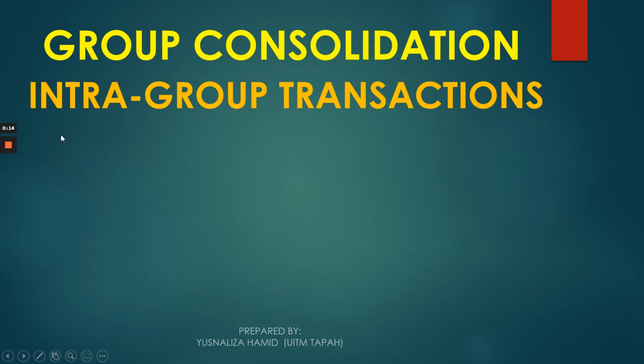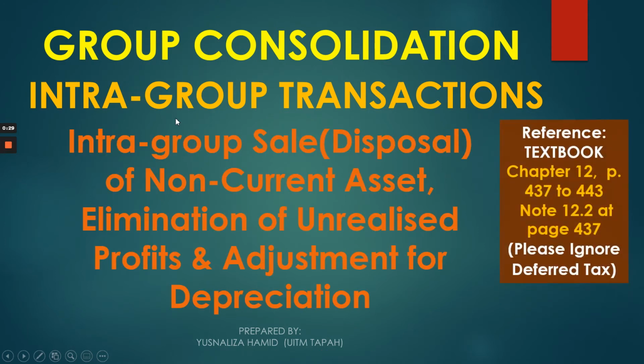This video is on the preparation of a consolidated financial statement. But before we can do that, our focus today is to discuss one of the intra-group transactions, which is under the group consolidation issues. Specifically, today we'll be dealing with the intra-group sale or disposal of non-current assets. I will be focusing on non-current depreciable assets, looking at how we eliminate the unrealized profits out of this intra-group sale, which is an intercompany transaction, and also doing the adjustment for depreciation.